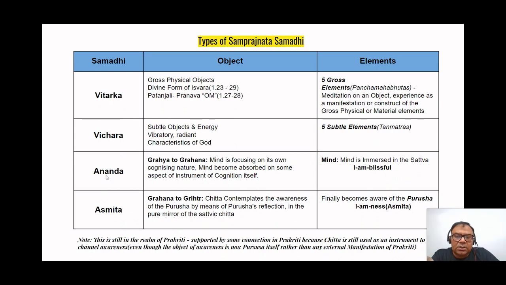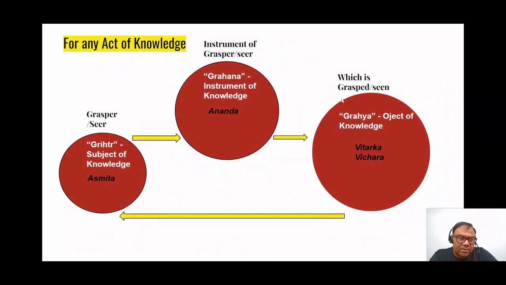Now the third stage is called Ananda. Why I have written here grahya to grahana, the seen to the instrument of seeing, as we saw in the previous slide. At the grahya stage, the object of knowledge is the scene, and vitarka and vichara samadhi exist at this level. But when we talk about the Ananda stage, the concentration shifts from grahya to the instrument of knowledge, the grahana.